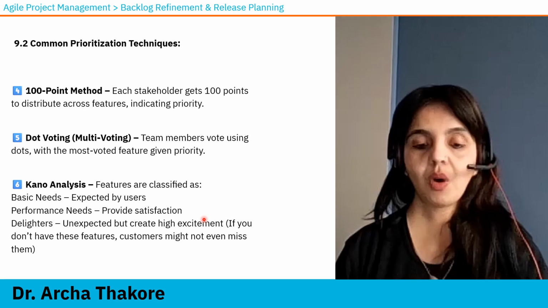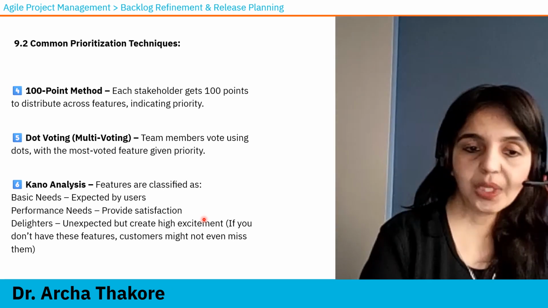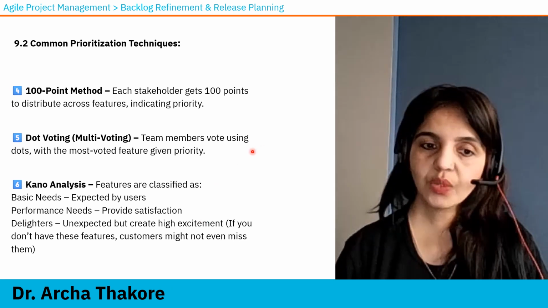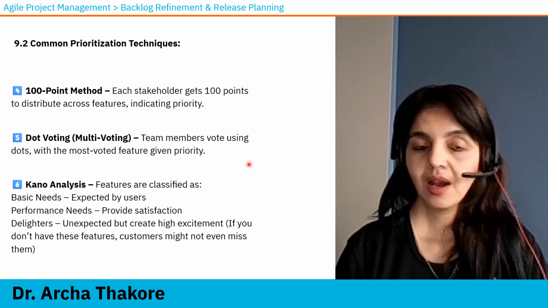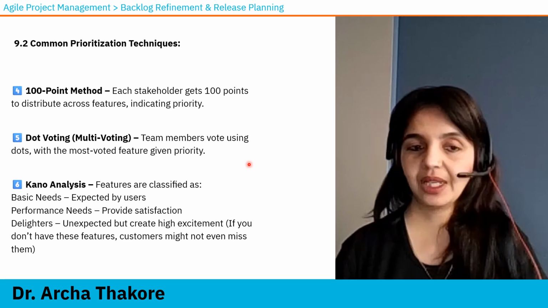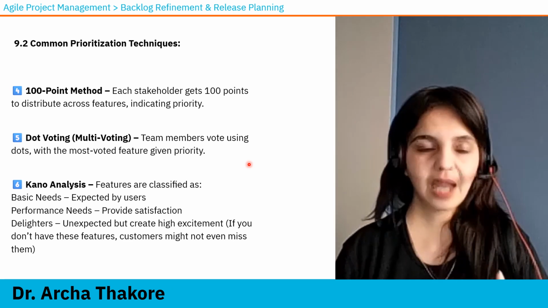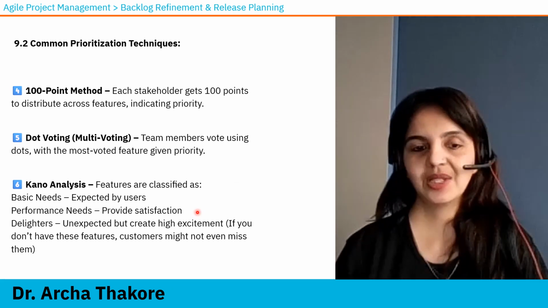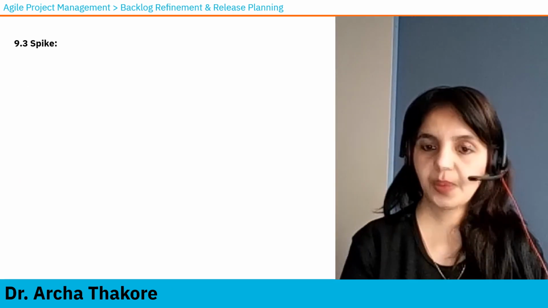Performance needs. In order for this app to work, this feature is required. So it's a performance related need. So you need to work on it. Delighters. Features which will give high excitement, which the customers will like, but they are not expecting it at this point. So again, the priority can be decided based on that this is a delighter. If we do this, it'll have a very good impact, but if we don't do it, the customers are not going to miss it. So that is your Kano analysis method. Okay. That was your prioritization.